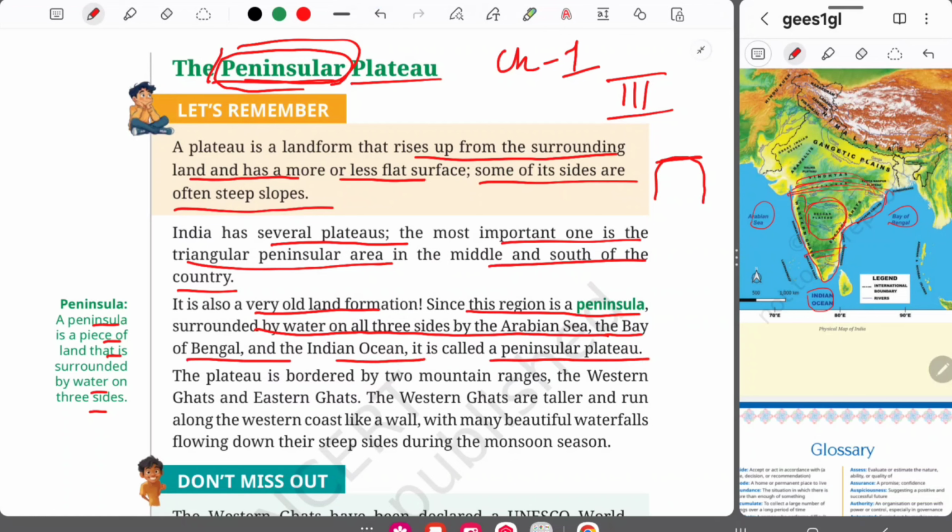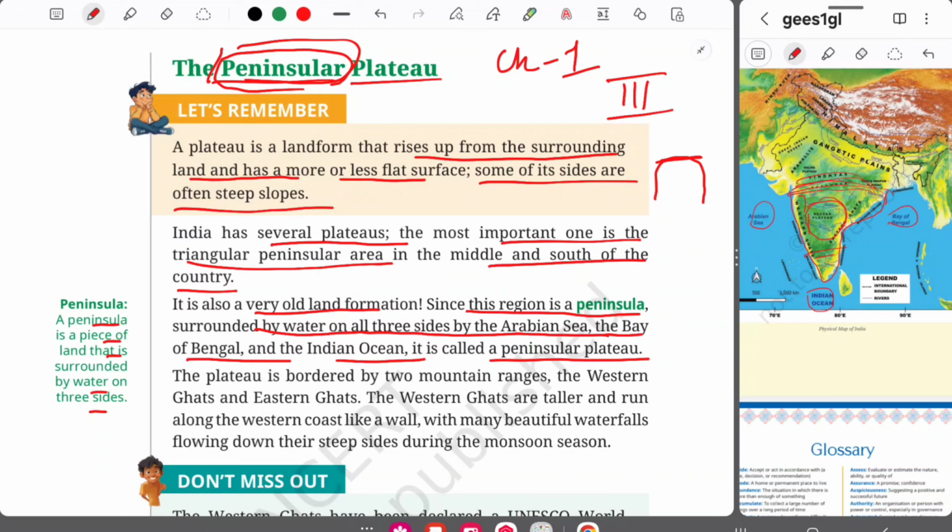And this landform is a very old landform. Like what we have learned, the Himalayan mountains were young fold mountains, recently formed. But compared to them, these peninsular plateau landforms are very, very old, just like the Aravalli Hills. Their landforms are very old.